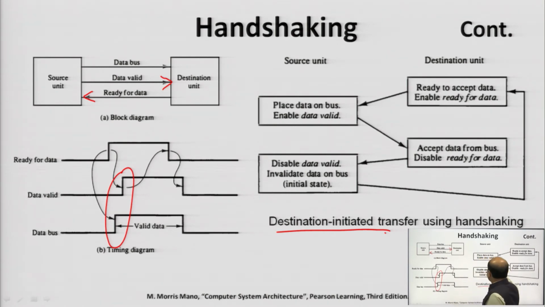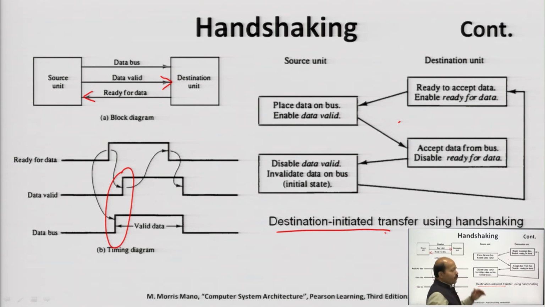So, you can see the steps corresponding to this particular methodology written here. First, the destination unit will generate ready for data, enabling the ready for data signal, and after that the source unit will place the valid data onto the channel, and corresponding to that the data valid signal will be enabled. After acceptance of the data successfully, accept data from the bus, disable the ready for data. This signal will be disabled by the destination unit, and immediately after that the other signals which were enabled by the source unit will be disabled.